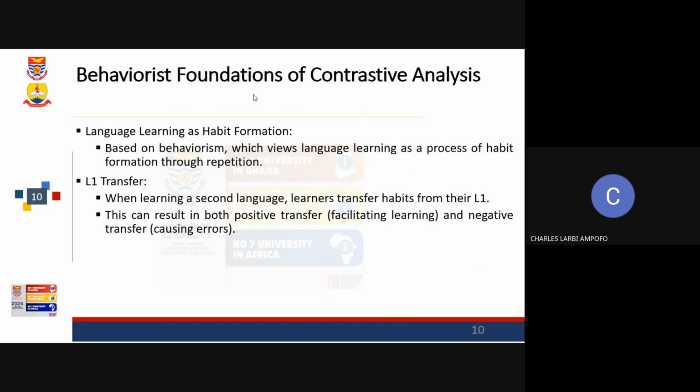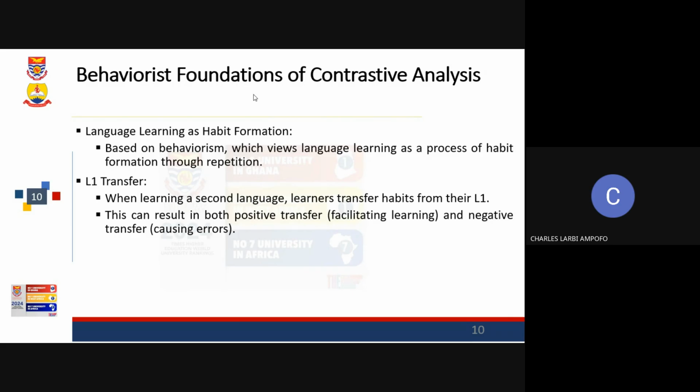So we said that contrastive analysis is founded on two theories. One is behaviorism, and the other is structuralism. I want to believe that all of us here did education. We're all education students, I want to assume, and if you're education students, then we might have learned about behaviorism, what others also call environmentalist.